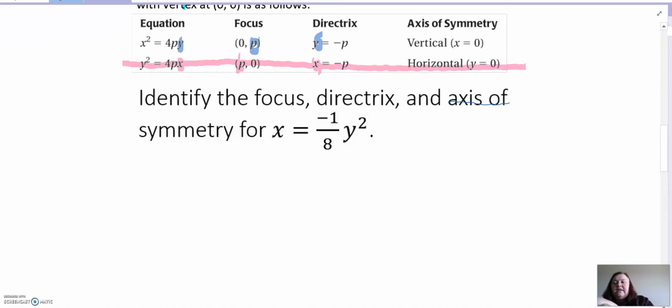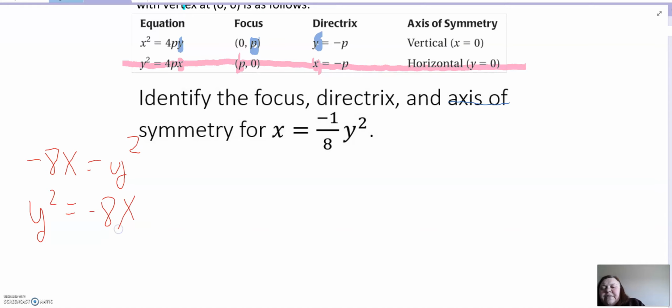Okay, so if we're going to do that, I need to move that negative 1/8 over to the other side. To do that, I have to multiply by negative 8. So we end up with negative 8x equals y squared. And just so it looks exactly the same, I'm going to flip those and make it y squared equals negative 8x. So there's our equation.